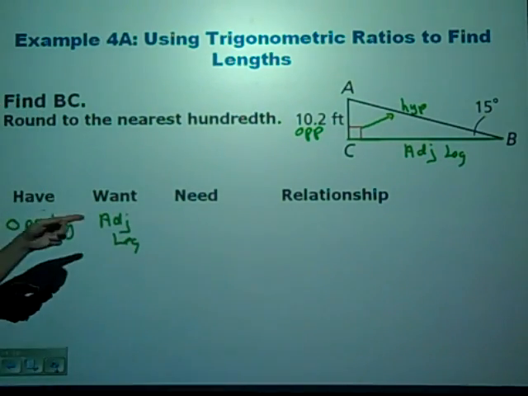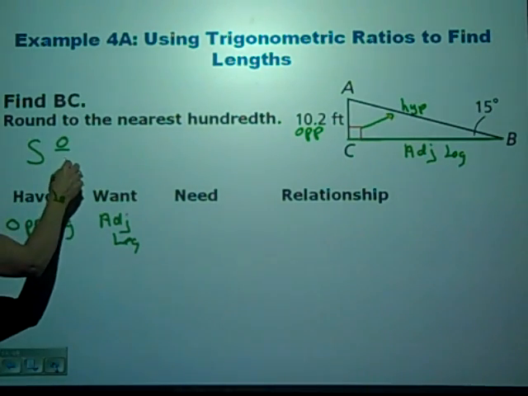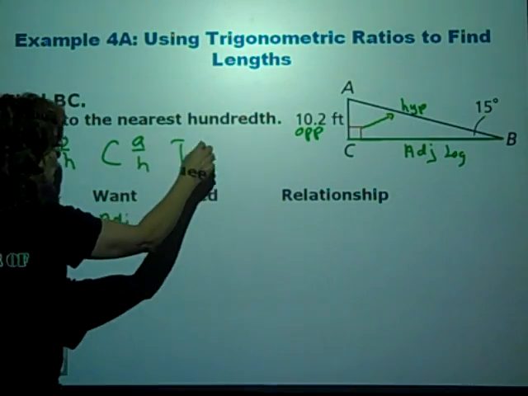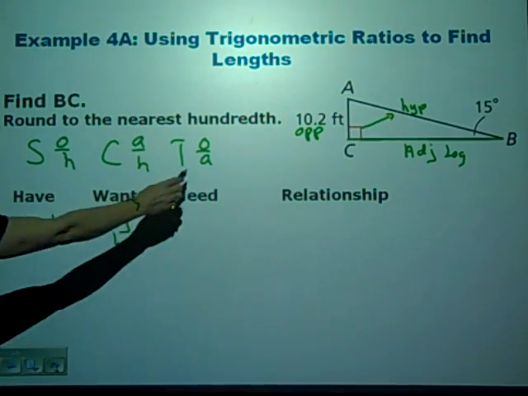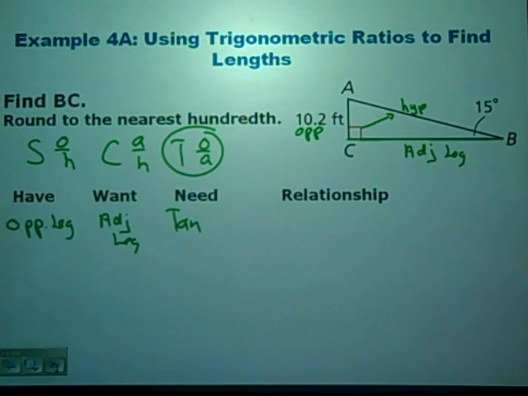And what ratio do I need then? If you think SOHCAHTOA, well, what compares opposite and adjacent legs? I'm going to need to use my tangent ratio.